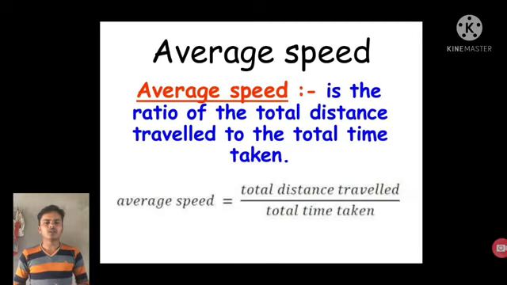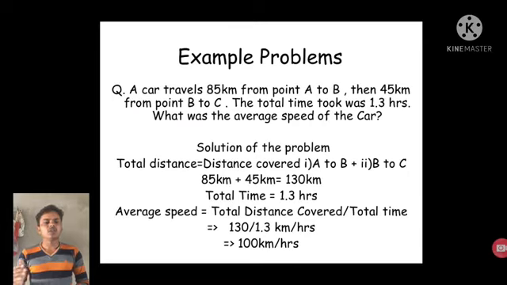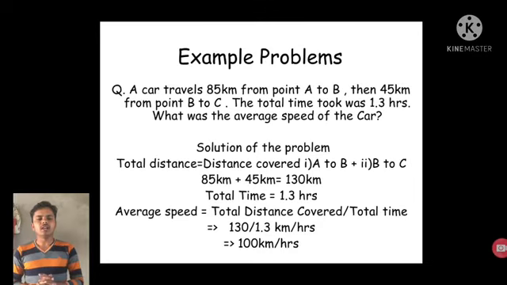How? Let us take an example to discuss average speed. A car travels 85 km from point A to B, then 45 km from point B to C, and the total time taken was 1.3 hours. What was the average speed of the car?